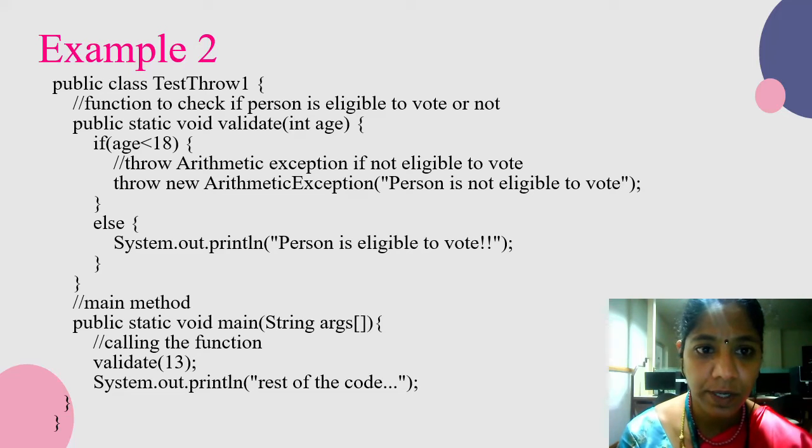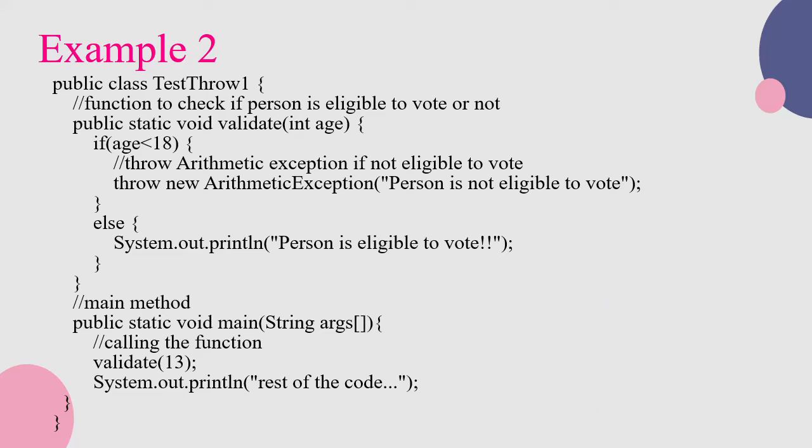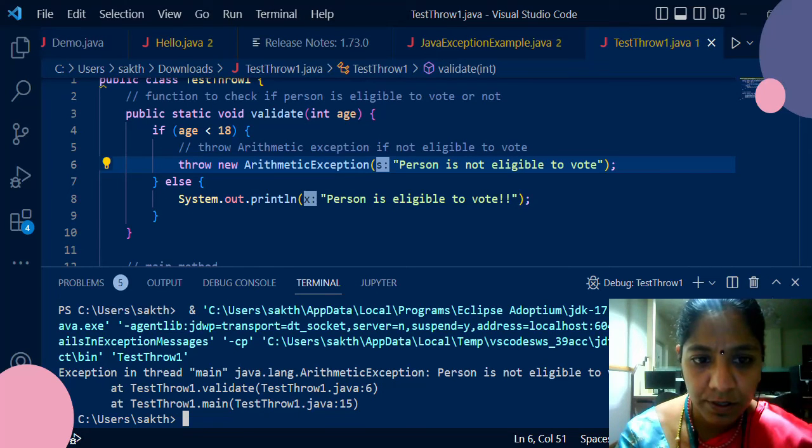In this example, you can see that a new arithmetic exception is handled. You have a validate method which takes age as input, and it validates that if the age is less than 18, then it throws the output, person is not eligible to vote, as an ArithmeticException. Let us see the output of the execution of this program. You get java.lang.ArithmeticException, person is not eligible to vote, since the age is less than 18 and you are handling the exception.